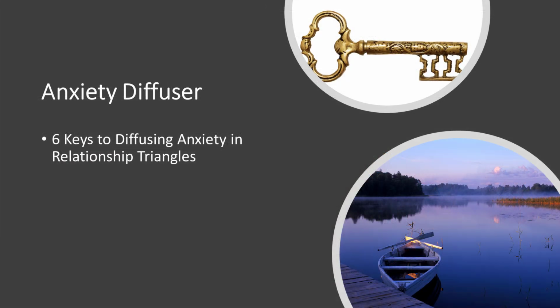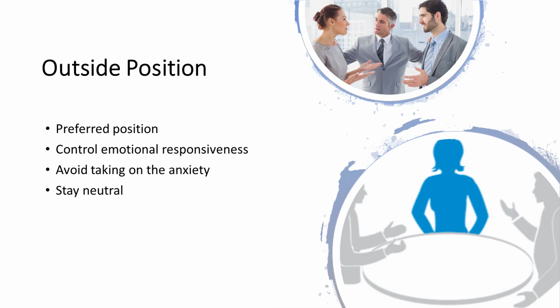There are six keys to diffusing anxiety in relationship triangles. The first key to effective leadership at this stage is to remain in the outside position of the triangle to avoid taking on the anxiety, which will help the leader stay in a neutral position. The goal is to avoid reacting to the nervousness within the system, and the outside position is preferred to avoid taking on the anxiety. It is here where one can manage self well and avoid being fused into the anxiety.